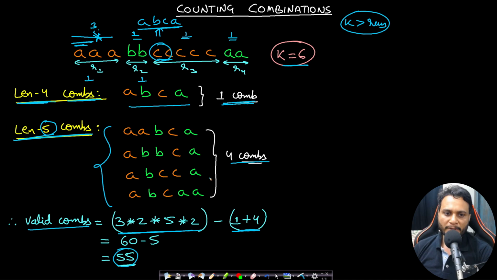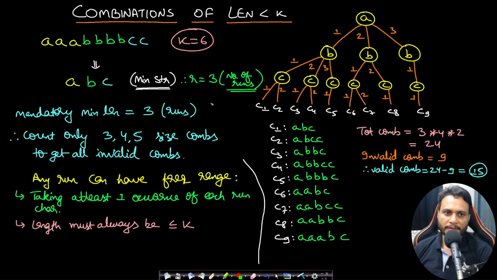Okay. So now you have got an overall idea of what we are trying to do. So let's see a recursion tree diagram using which you can actually write the recursion code to run this entire idea. The combinations of length less than k have to be generated so that we get the count of all the invalid strings. Let's say this is the given word and the k value is 6.